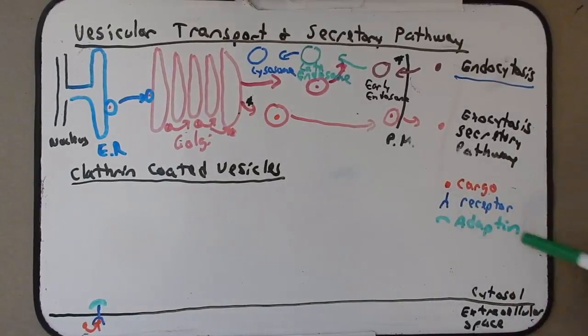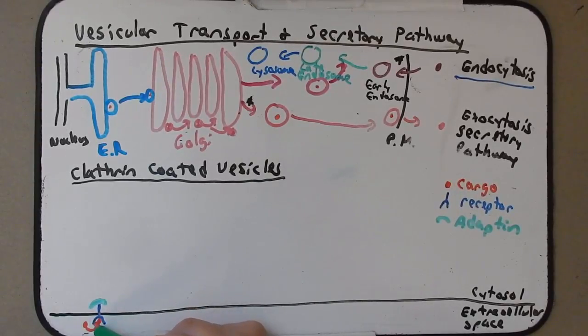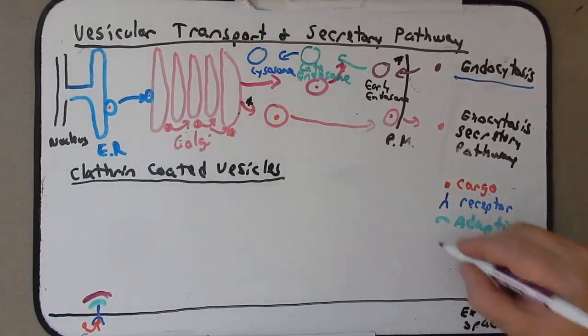There are many kinds of adaptins inside of a cell that will very specifically bind to specific receptors that bind to specific cargoes. The same is true of receptors. There are many kinds of receptors in the cell. Once the adaptin binds to the receptor, it will recruit the Clathrin protein.